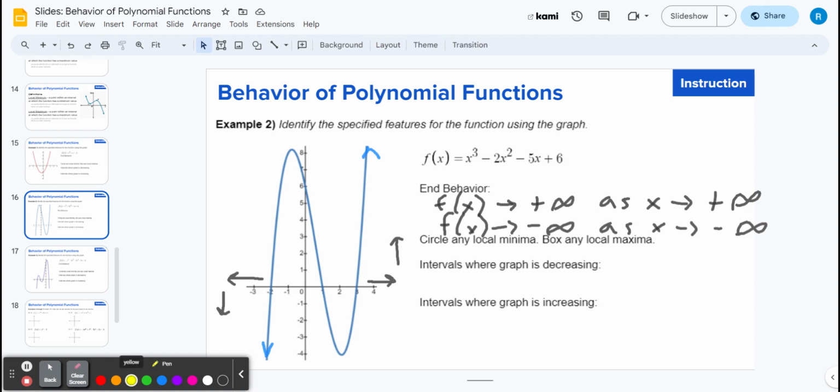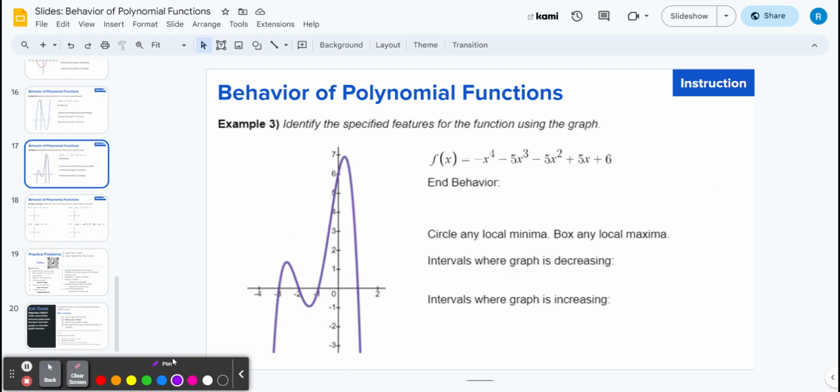Then we can circle any local minimum and box any local maximum. We have a local minimum down here, right around x equals 2. And we have a local maximum at roughly x equals -1, because we have a valley at our yellow and a hill at our green. Oh, and one more thing: let's cross off the intervals where the graph is decreasing and increasing, and let's hit that in a later lesson.